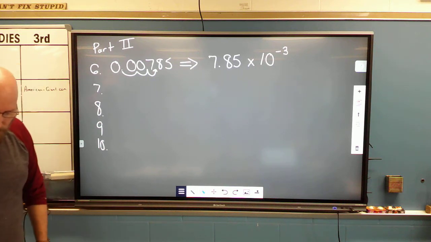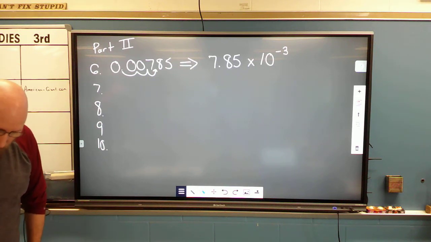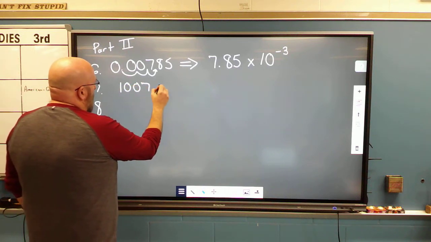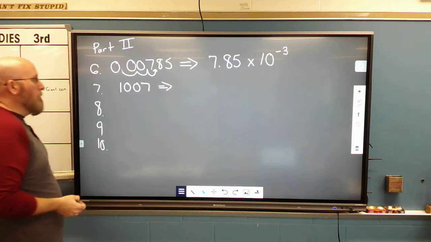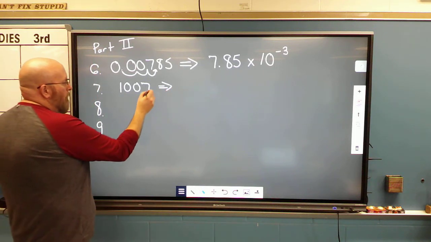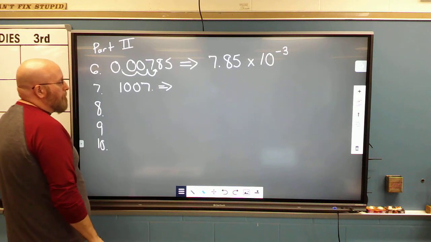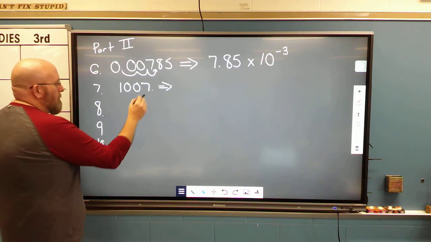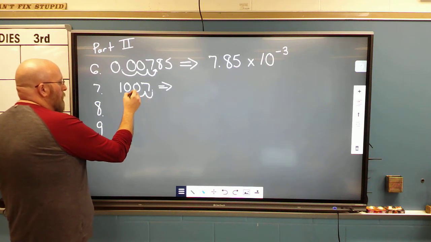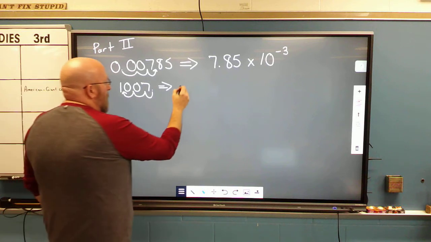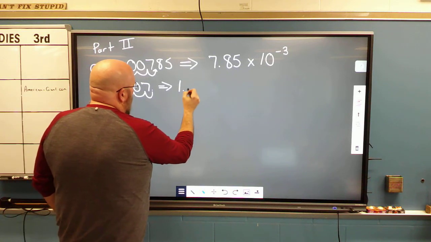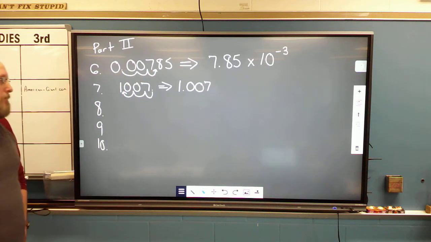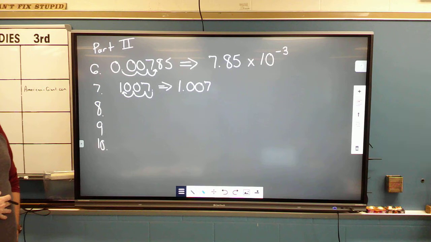Now, the next one says 1,007. Okay? So what do we do? Well, first off, there is no decimal, so we put a decimal there. Then we move it to where there's only one number to the left of the decimal. 1, 2, 3. So then I put my number here, 1.007. Those count, don't they? Because they're captive zeros anyway. All right.